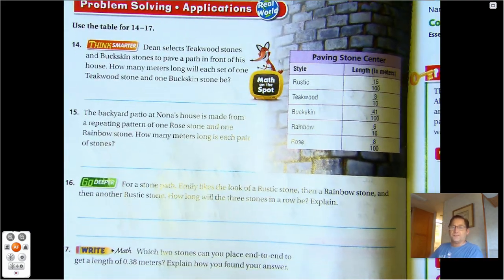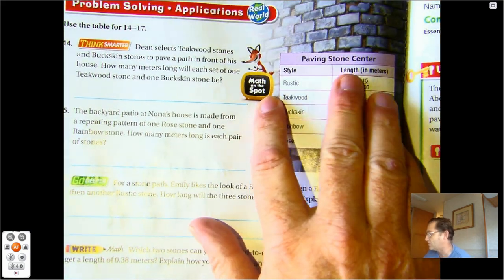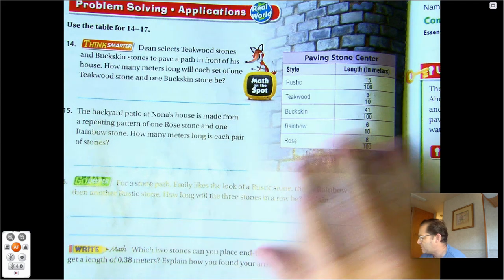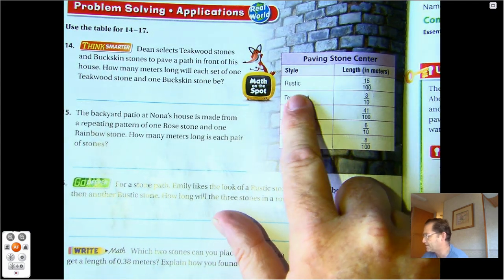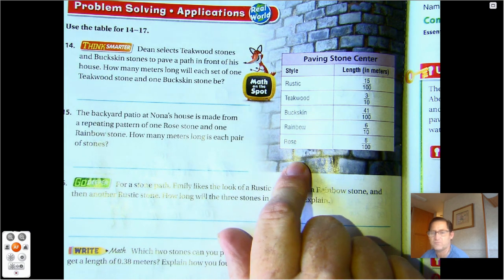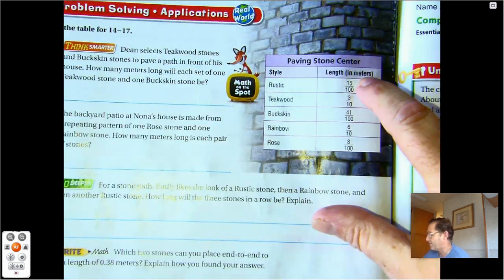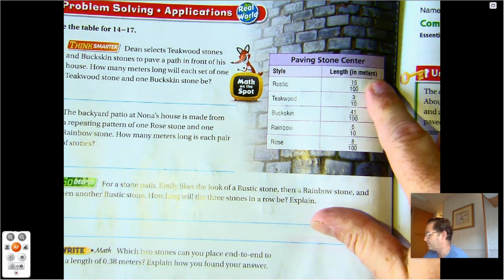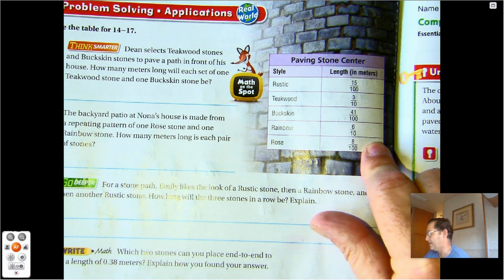Use the table for 14 through 17. Let's look at our table. So the title is Paving Stone Center. And it looks like they've got different types of stones: rustic, teakwood, buckskin, rainbow, and rose style pavers. And these are their lengths in meters. 15 hundredths, 3/10, 41 hundredths, 6/10, and 8 hundredths.